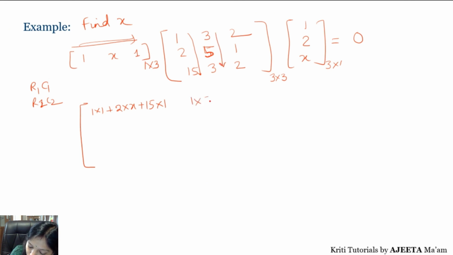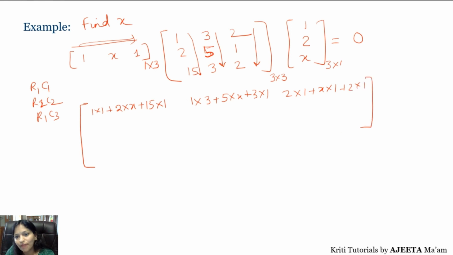So 1 into 3, 5 into x, 3 into 1. Then first row with third column. Then what will you get? 2 into 1, x into 1, 2 into 1. There is no other row yet. So this is what we have on multiplying the first two matrices.